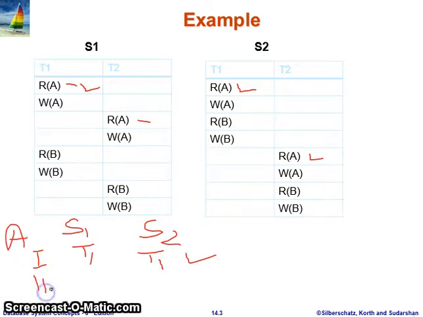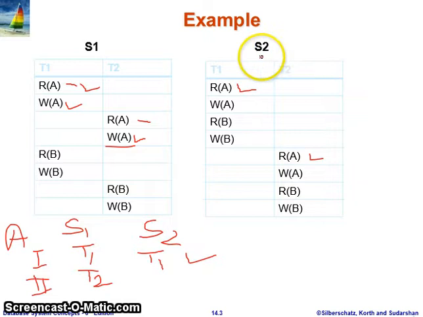The second condition is the last write operation. Here there is a write operation on A, and here a write operation on data item A in schedule 1. Which is the last write operation on data item A? This one, which is transaction T2. So transaction T2 is writing last.